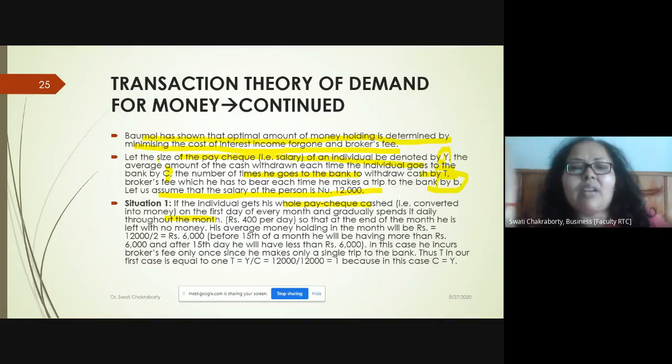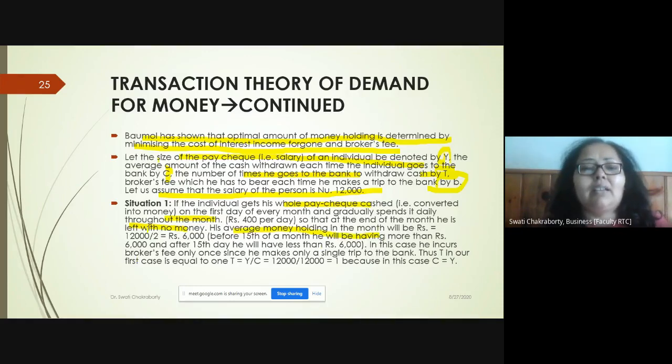And what happens at the end of the month? He's left with zero money, right? So, what is his average money holding in that month? It is 12,000 at the beginning and zero at the end. So, 12,000 plus zero, that's 12,000, which is the same as C, divided by 2, which is 6,000. So, 6,000 before the 15th of the month and 6,000 after that, right?